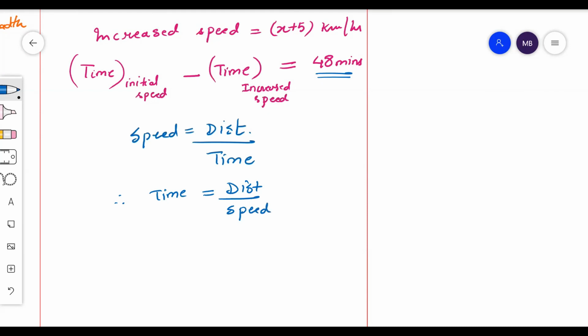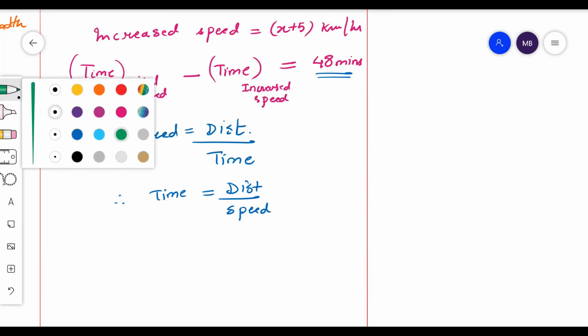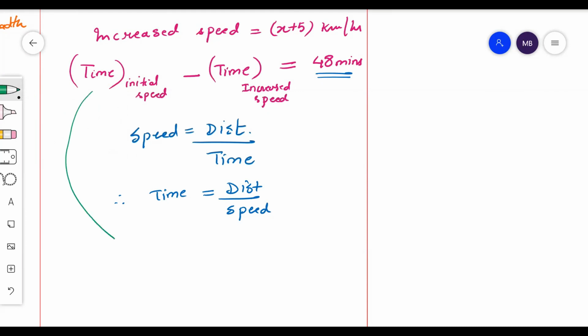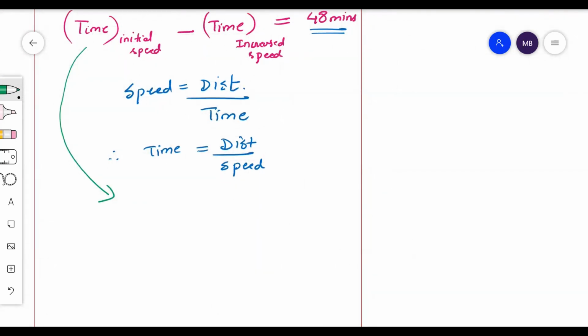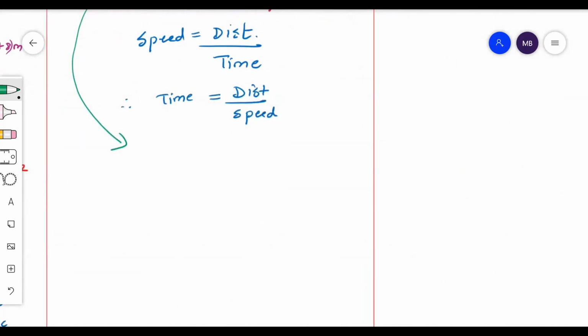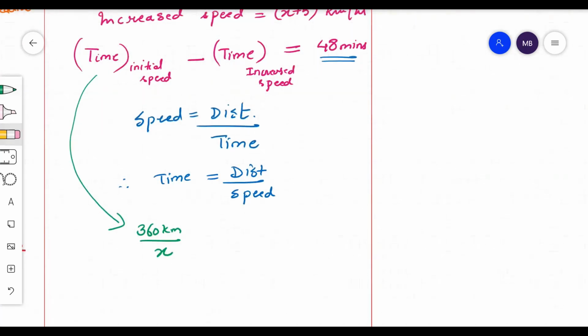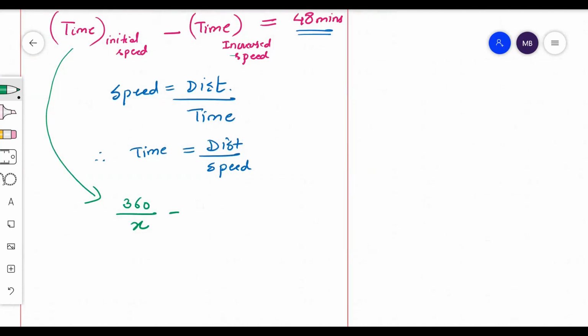Right? Yes. So let us substitute the values in each of the formulas. Now speed, time taken with initial speed, distance will be same in both cases. What was the distance? Distance was 360 kilometers. So time taken with initial speed is 360 upon x. No need to write kilometers, you can just keep it like that. Okay, it is 360 upon x minus time taken with increased speed.